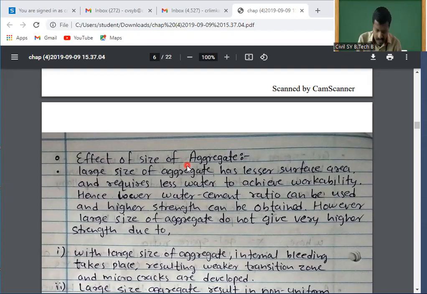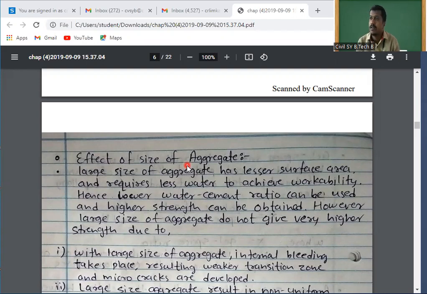As I told you, large size of coarse aggregate has a lesser surface area, and it also requires less water to achieve the workability. Hence, lower water cement ratio can be used and high strength can be obtained.